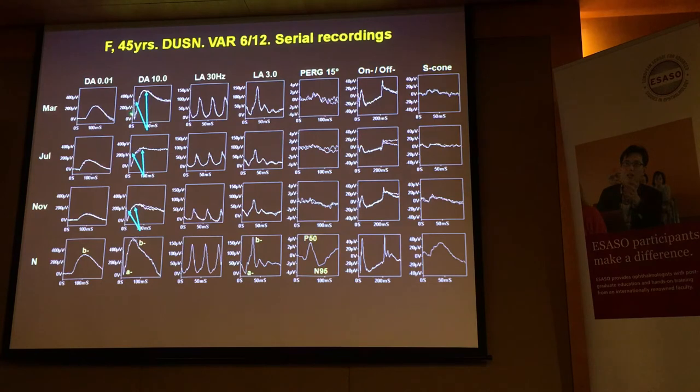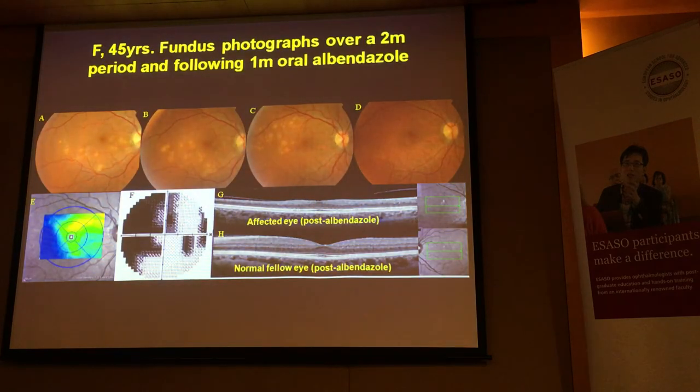Another case here, just showing the progressive outer and inner dysfunction. But of course now we can treat it. You used to have to treat these things with laser. If you could find it, what you did was put a ring of burns around it to stop it running away, because they used to run away, they're photophobic, they don't like it. You can't find them if you look at the slit lamp. But now you've got albendazole, and these pictures were taken over a 2 month period.